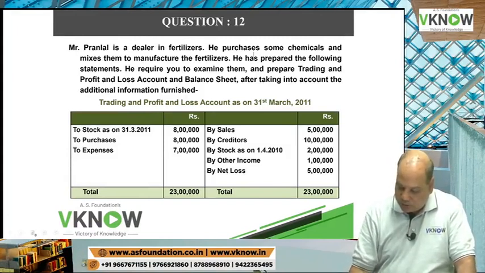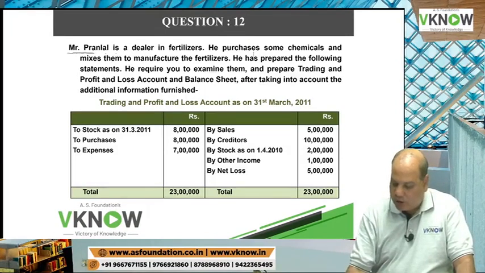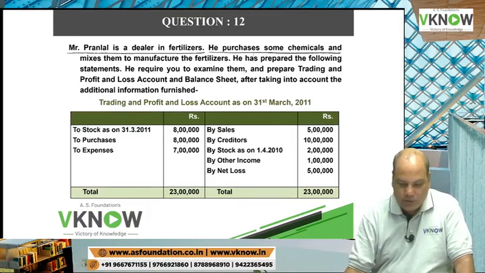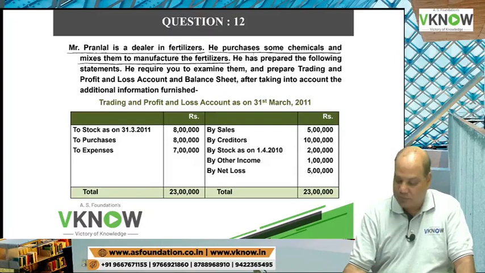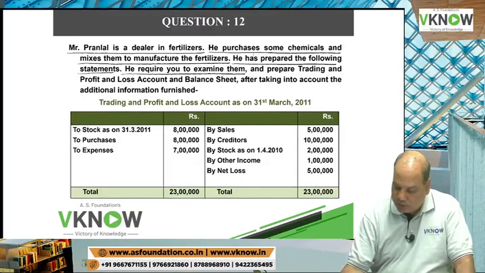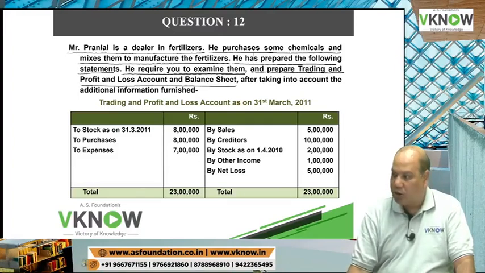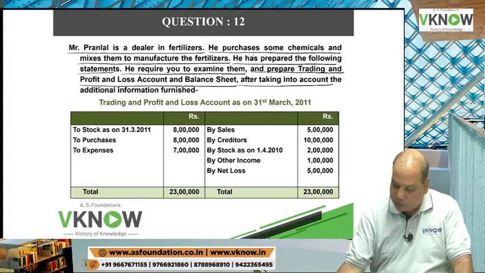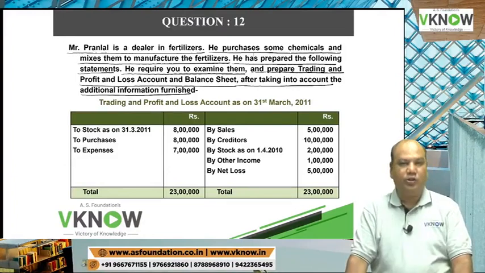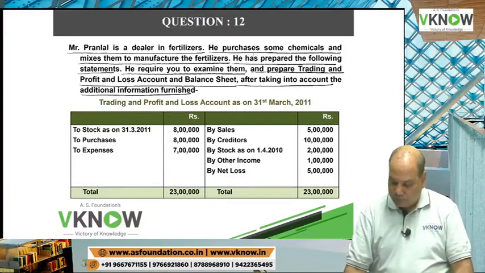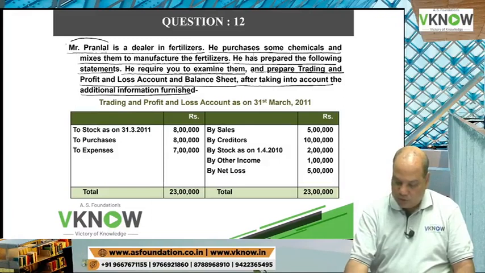Mr. Pranlal is a dealer in fertilizer. He purchases some chemicals and mixes them to manufacture the fertilizer. He has prepared the following statements. He requires you to examine them and prepare the trading and P&L account and balance sheet after taking into account the additional information furnished. So this is Mr. Pranlal.